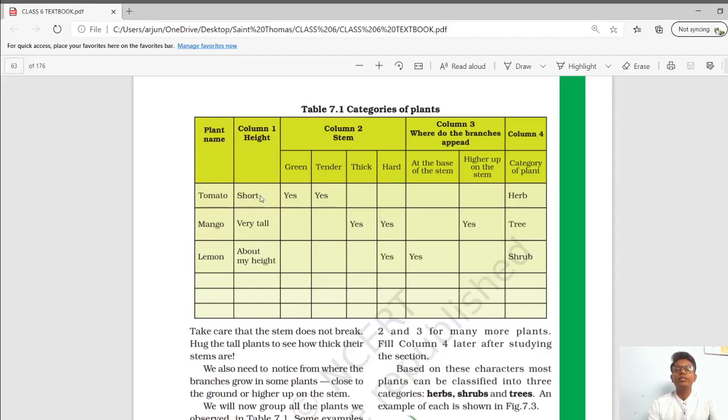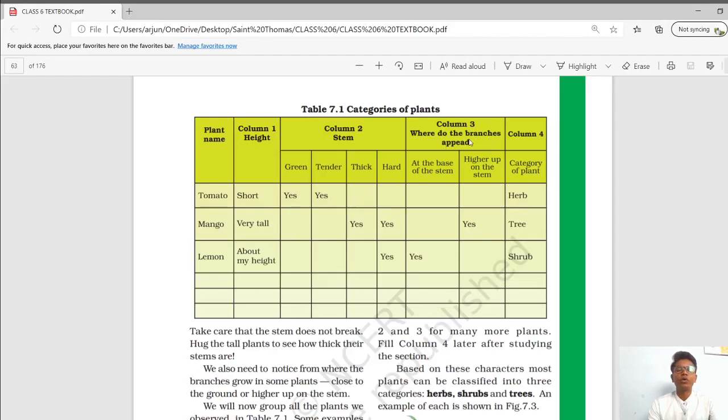So tomato is a short plant and the stem is of green color. So here yes, and it is tender. It is easily bendable, so your answer will be yes.